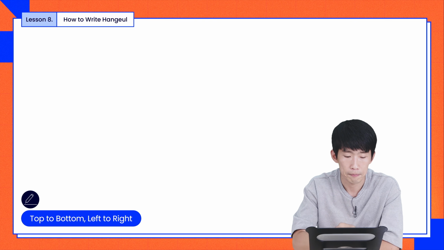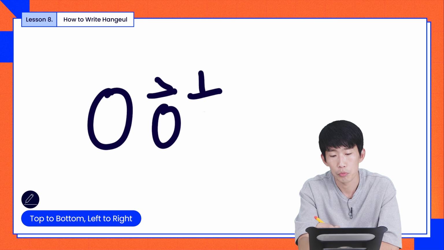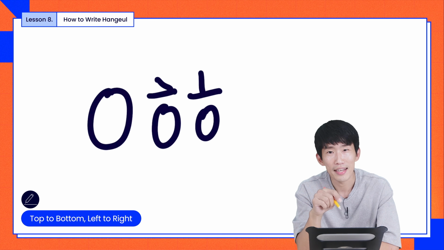Let me show you one more time. So this is ieung and this is hieut. Some people do also this, depending on their preferences. So that's how you write ieung and hieut.